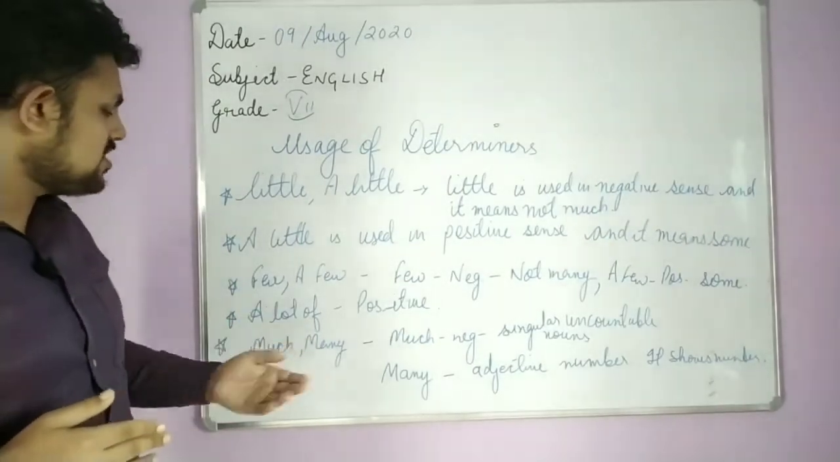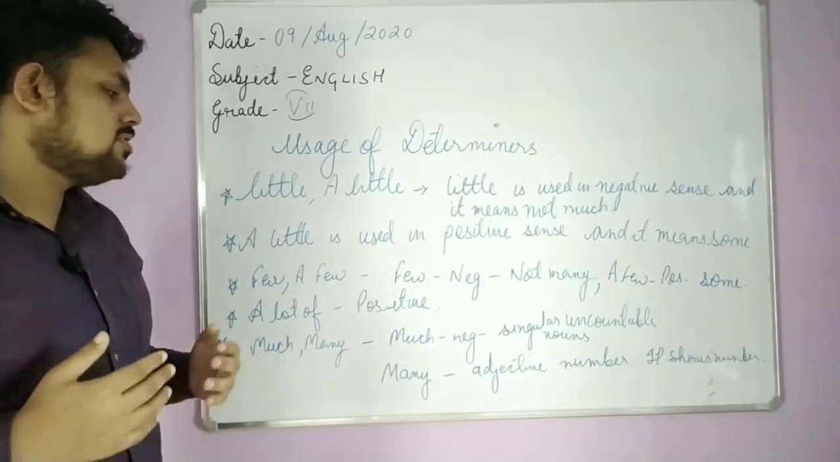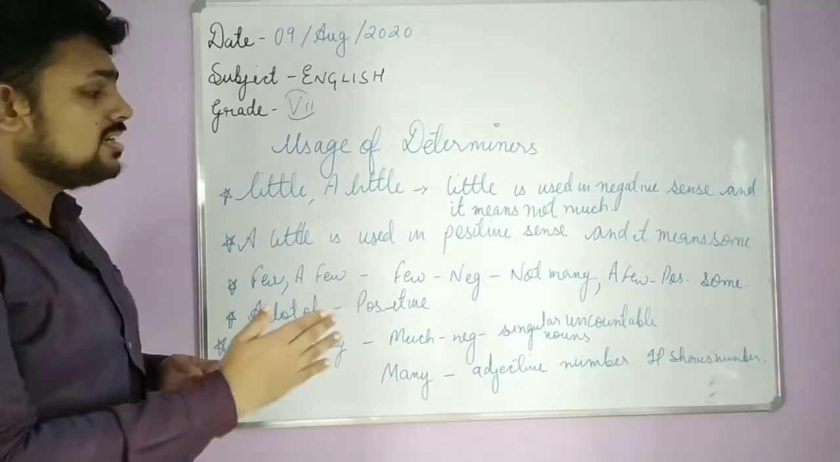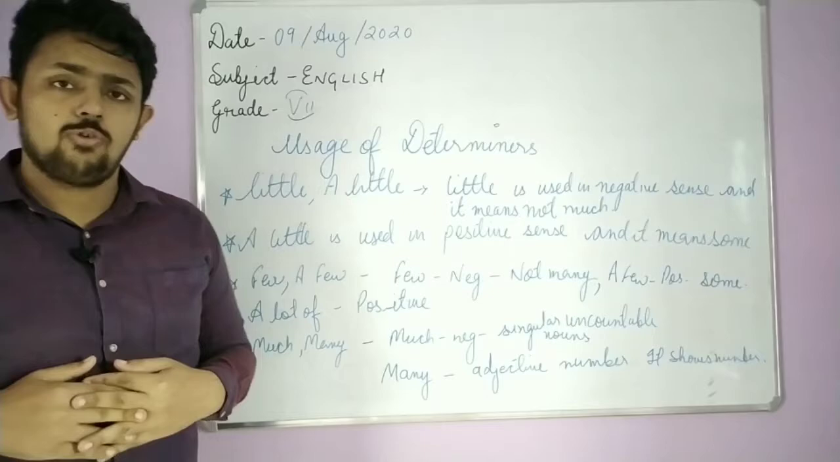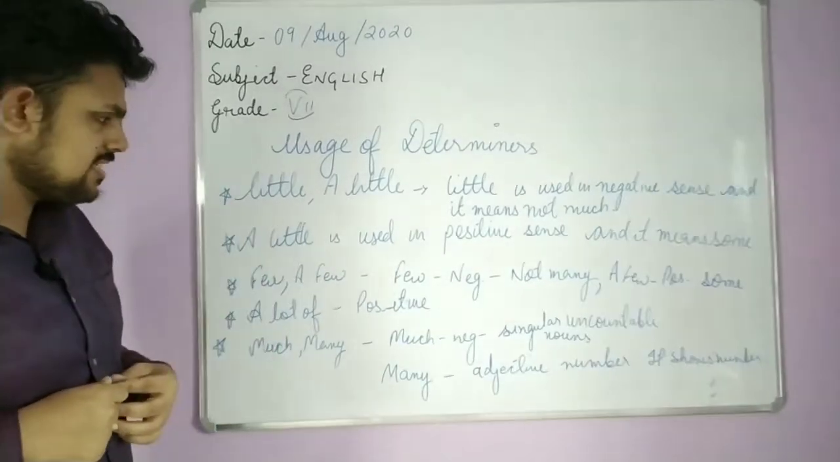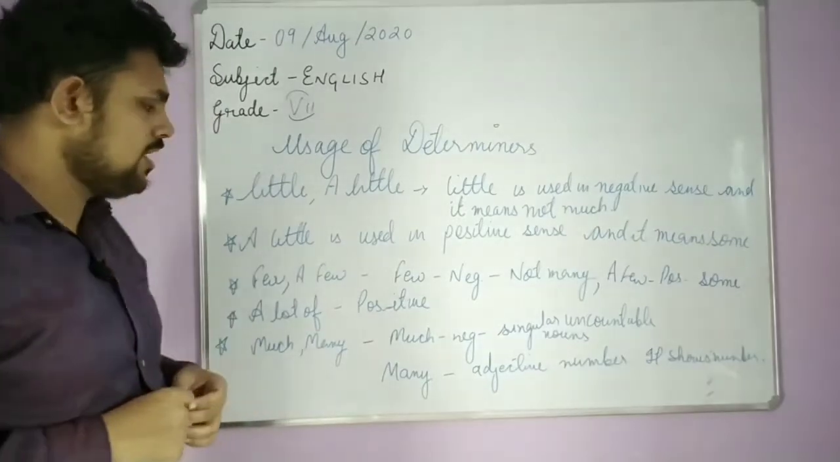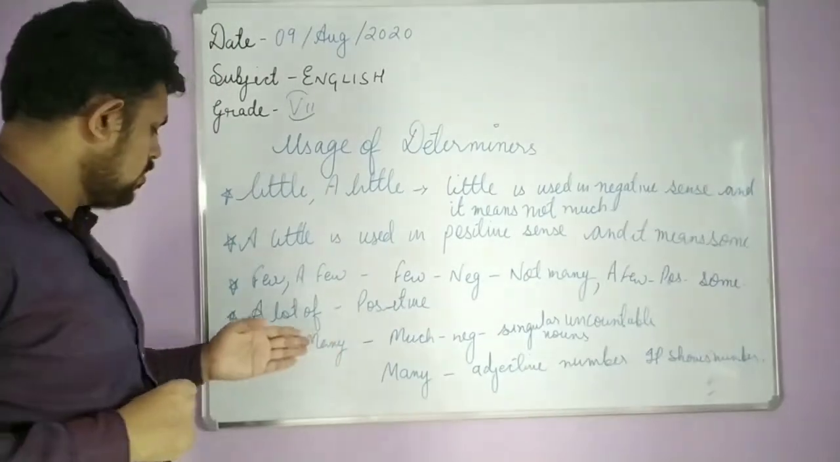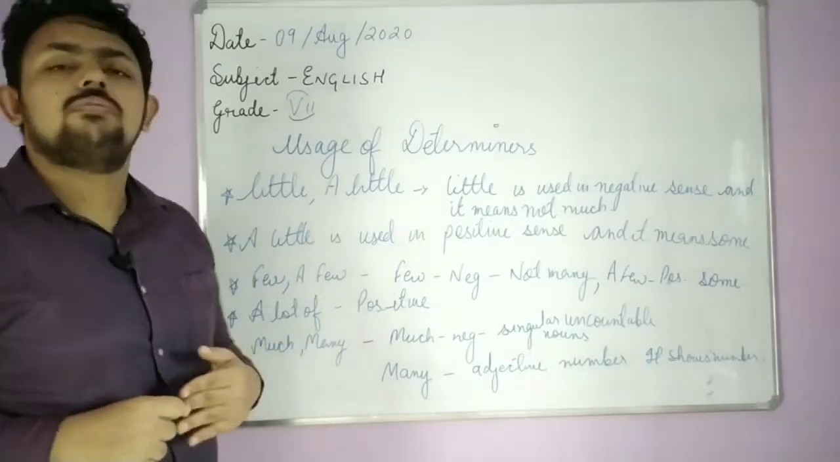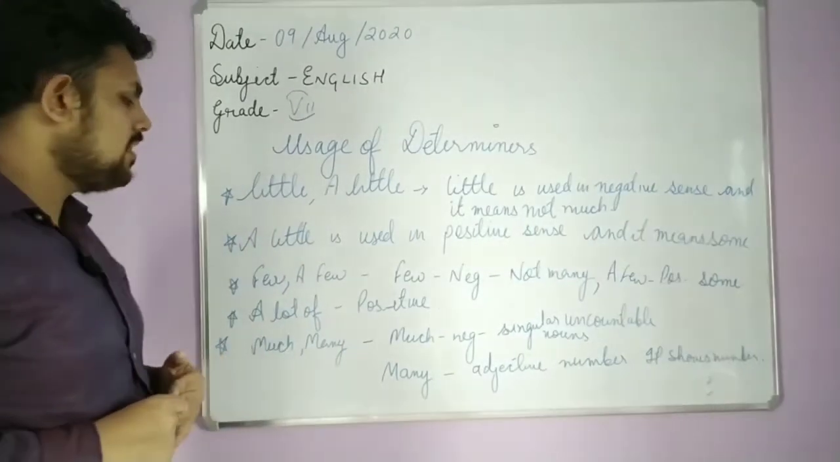Now we have much and many. Much is used in the negative sense, and it is used for the singular uncountable nouns. We have already done countable and uncountable nouns in the nouns chapter, so you all know. So much is used in negative sense, and it is used with singular uncountable nouns.